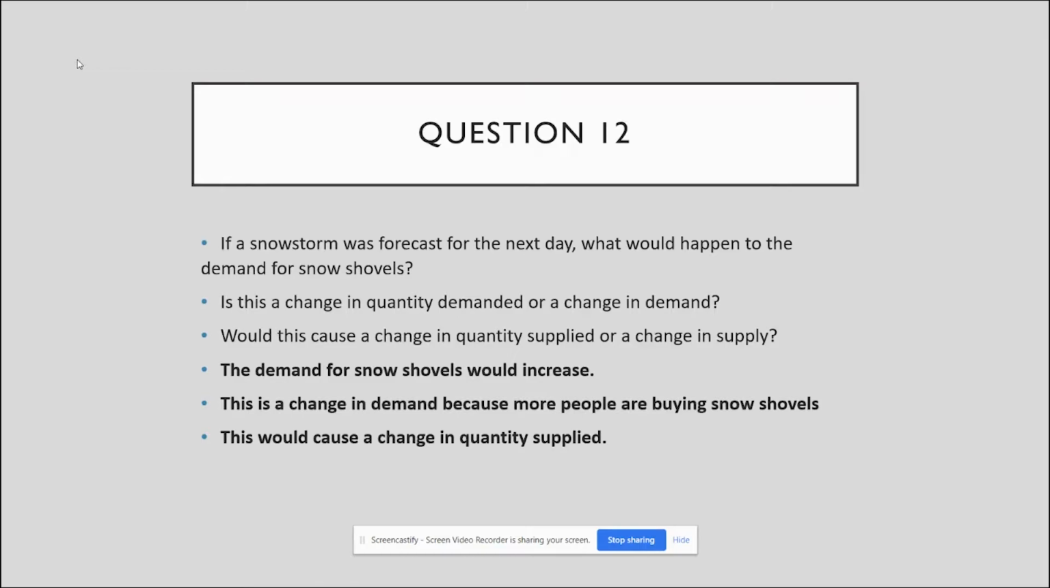So question 12 asks, if a snowstorm was forecast for the next day, what would happen to the demand for snow shovels? Is this a change in quantity demanded or a change in demand? And would this cause a change in quantity supplied or a change in supply? The demand for snow shovels would increase, and it's a change in demand and not quantity demanded because more people are buying snow shovels. If only the price were to increase, that would be a change in quantity demanded. But since more people are out buying snow shovels, it's a change in demand. And this would cause a change in quantity supplied.